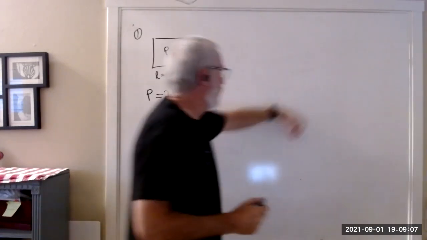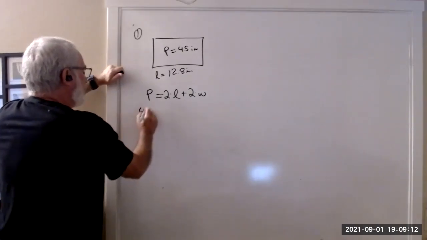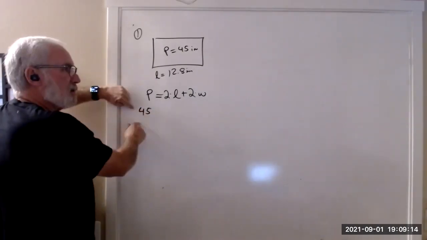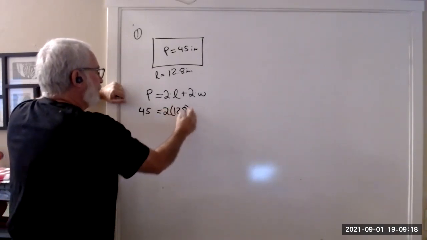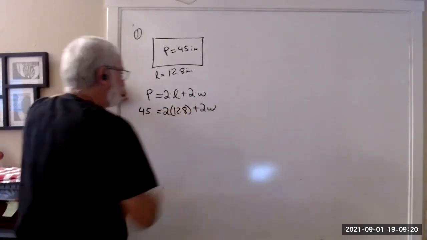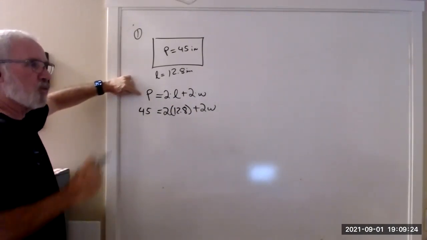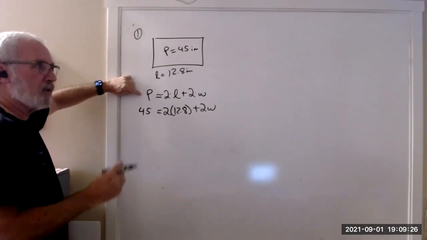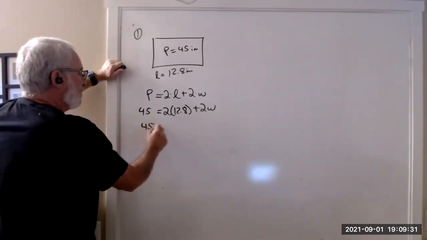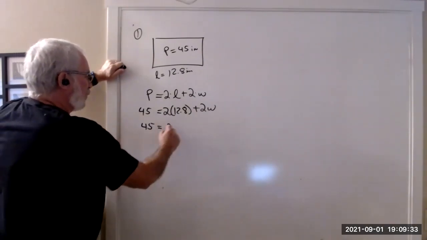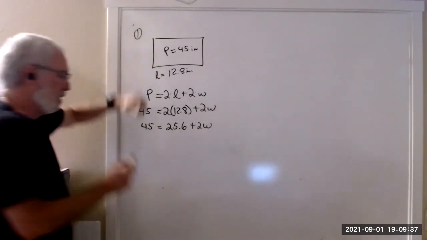So back to this problem. The 45 goes right here under the P. Equals 2 times 12.8 plus 2W. So having the formula shows you where your numbers go, where to plug them in. So we get 45 equals, use your calculator, that's going to be 25.6 plus 2W, I think.